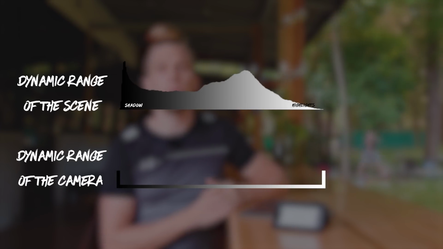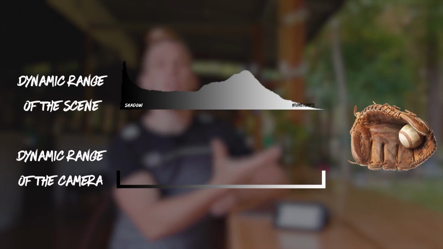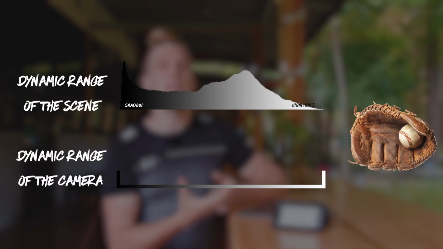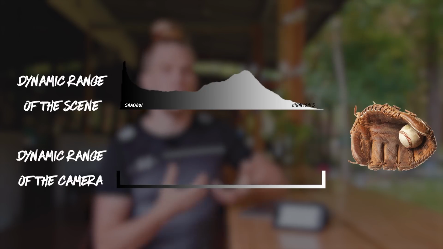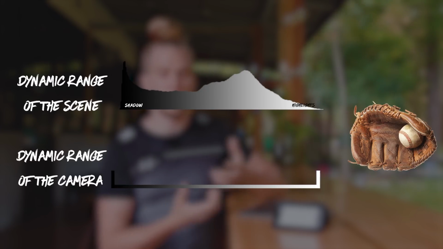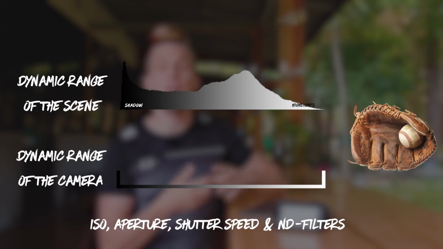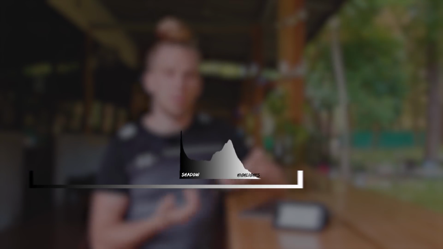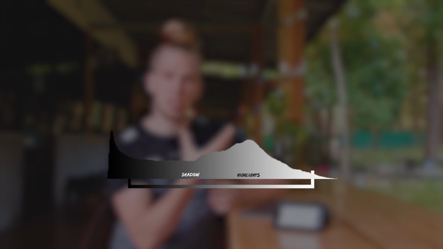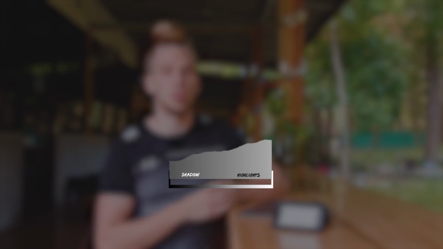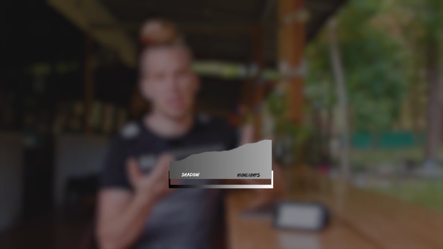So, as a metaphor, exposure is like a baseball glove trying to catch a ball. The ball being the dynamic range of the scene and the glove being the dynamic range of the camera. So you move the glove, or the dynamic range of the camera, by changing settings like ISO, aperture, shutter speed and ND filters. If the dynamic range of the scene is narrow and your camera's dynamic range is wide, then you have more wiggle room to move the glove. If the dynamic range of the scene is wide and your camera's dynamic range is narrow, you'll not be able to capture it all and you'll lose part of the information to black shadows or clipped highlights, so bad luck.